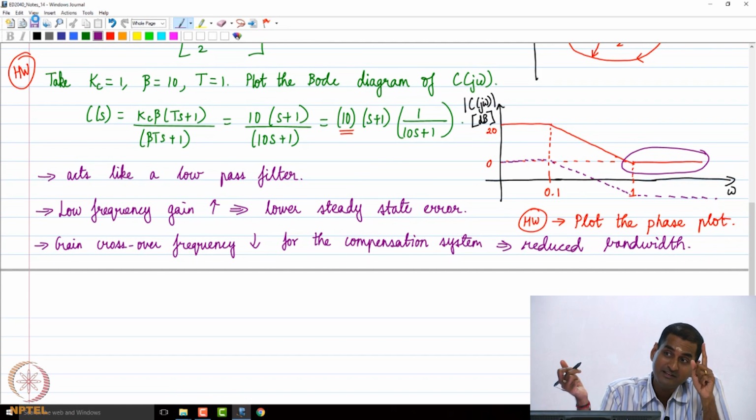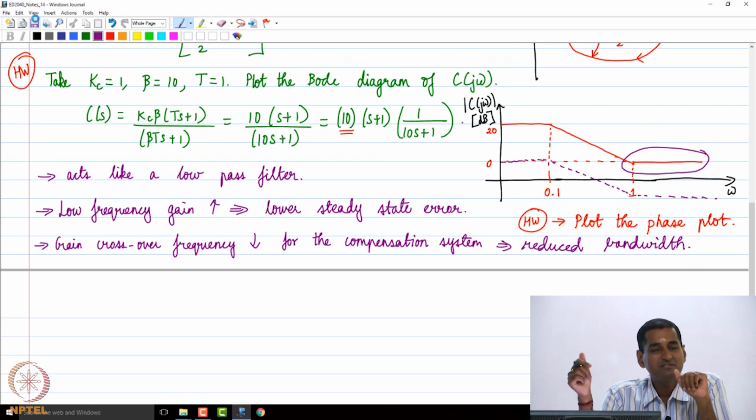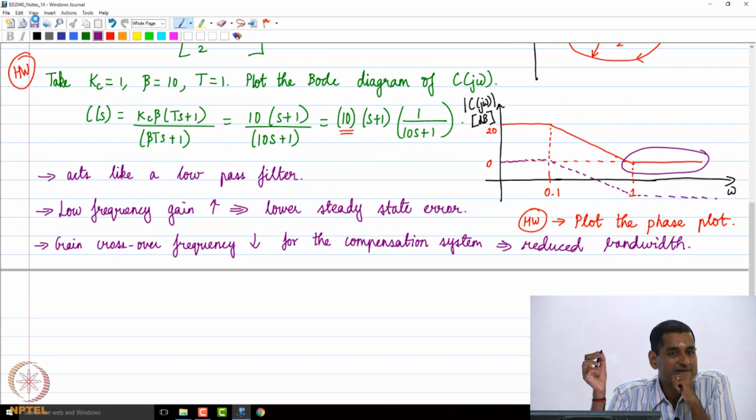Please remember what happened in the lead compensator. We essentially increased the gain crossover frequency, the bandwidth increased, right. But what was the price that we paid in the lead compensator?